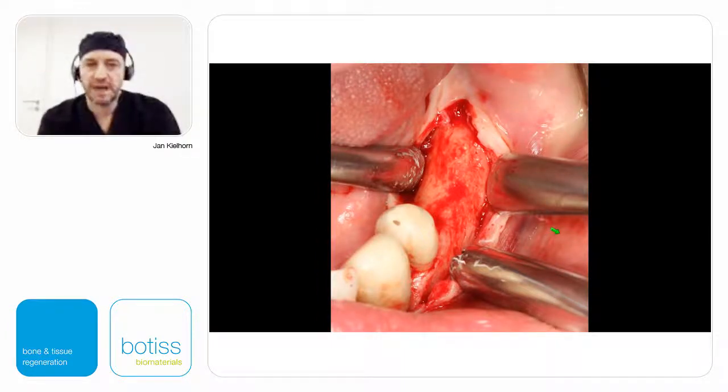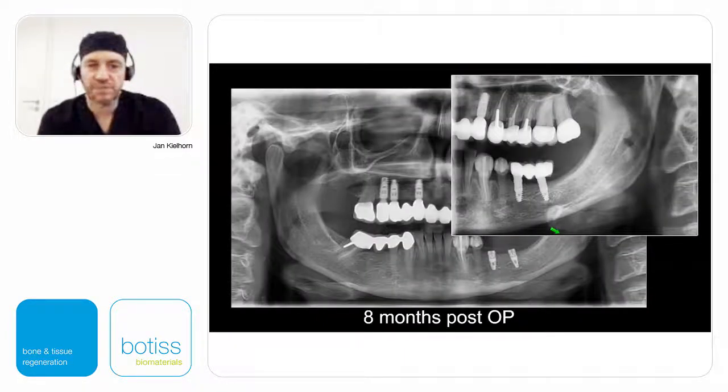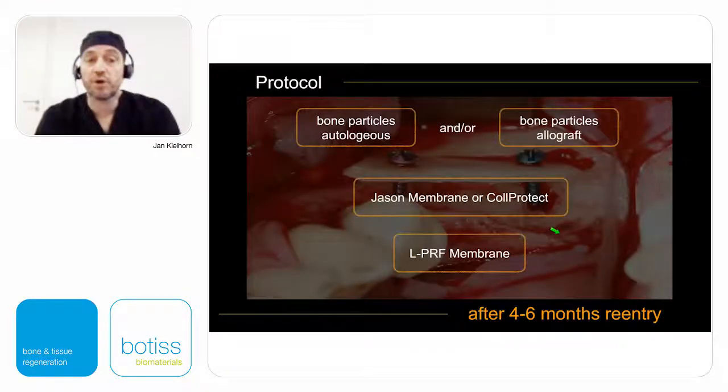Of course, there are complications, but you can handle them. And so we could still place the implants and the implants are still stable in place. So you see that the bone has not harmed and the augmentation has been taking place without a loss that we could not place an implant and no need of re-augmentation.